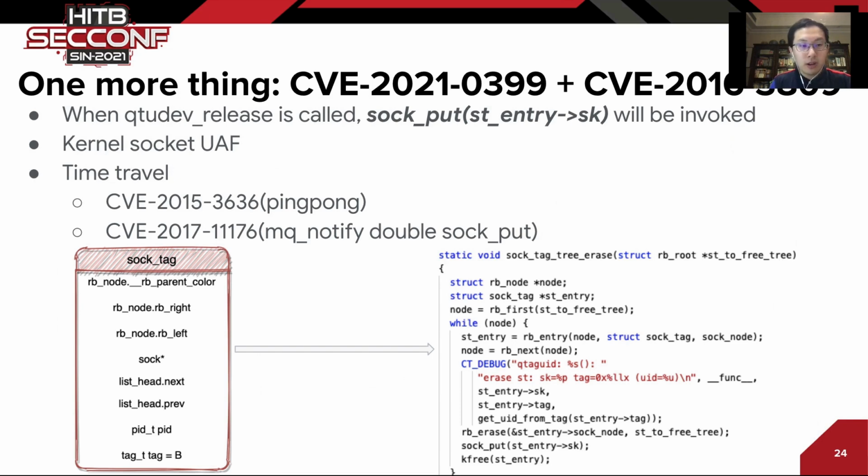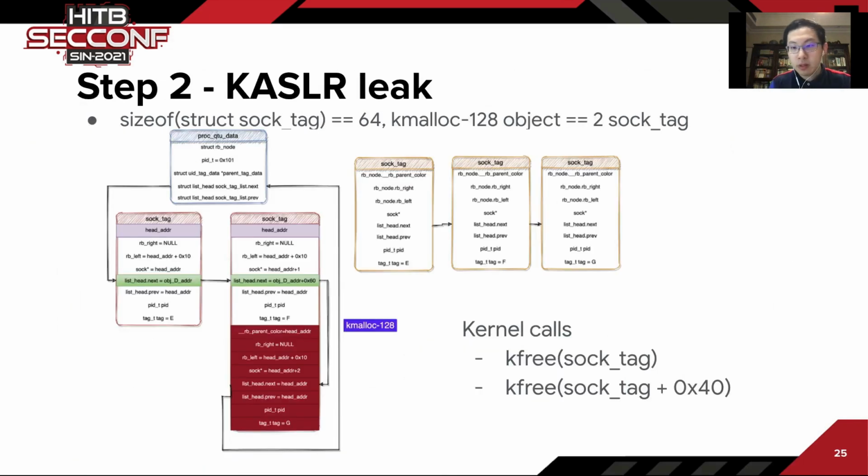Here is step 2, leaking the kernel address. If you check the size of the socket tag structure, it's 64 bytes. So luckily, a 128 byte slab object can host 2 socket tag structures, and thus we may impersonate the tag G and corrupt another socket tag structure in the same slab object. When the module is doing cleanup, it will free the socket tag structure in the middle of the slab object, which will help us leak the kernel address.